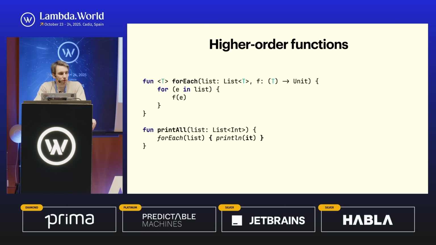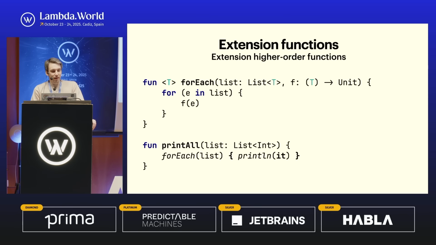And here you can see the it parameter. It's an implicit parameter for the lambda. You can use it when you have just a single parameter. And if you want to give it a name, then you can use an explicit form and pass it with a specific name.